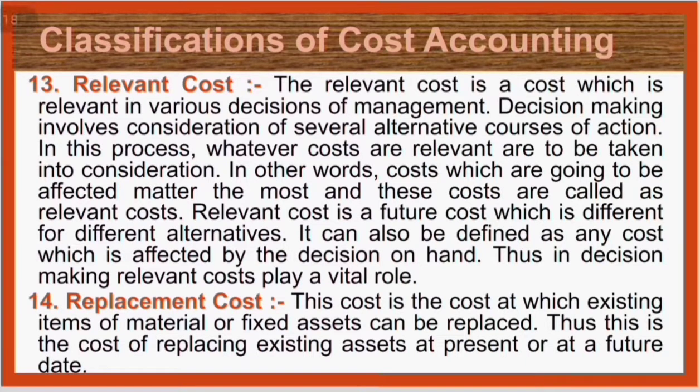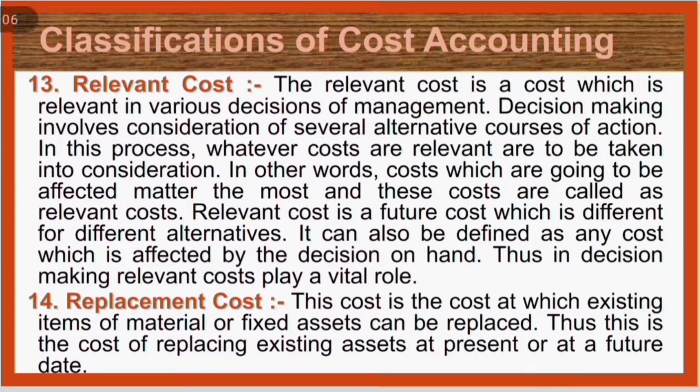Classifications of cost accounting. Number 13, relevant cost. The relevant cost is a cost which is relevant in various decisions of management. Decision making involves consideration of several alternative courses of action. In this process, whatever costs are relevant are to be taken into consideration. In other words, costs which are going to be affected matter the most, and these costs are called relevant costs. Relevant cost is a future cost which is different for different alternatives. It can also be defined as any cost which is affected by the decisions on hand. Thus, in decision making, relevant costs play a vital role.